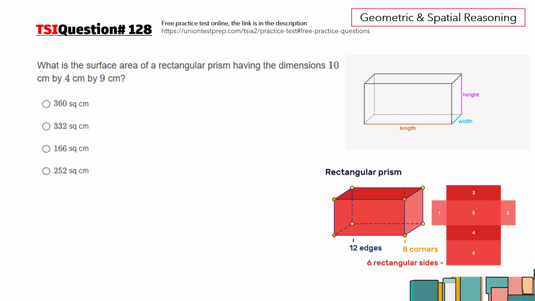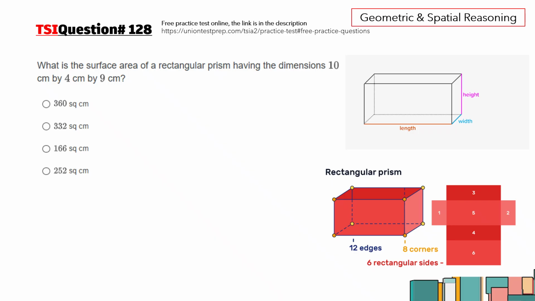What is the surface area of a rectangular prism having the dimensions 10 centimeters by 4 centimeters by 9 centimeters? So the rectangular prism has a shape like this. You see, you have the length, the width, the height.